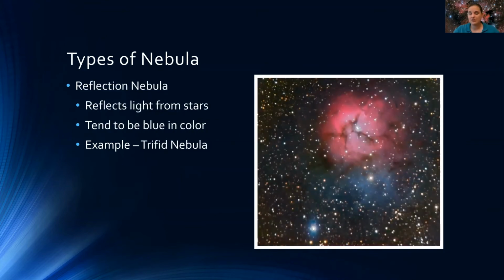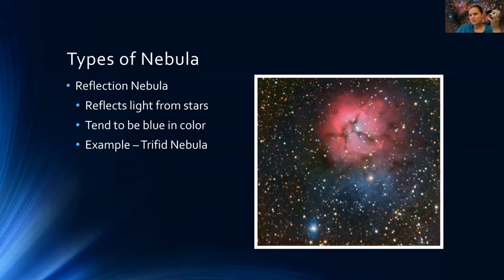Another type of nebula is known as a reflection nebula. It is basically kind of like what it sounds. It literally is light reflected from the stars, so it acts like a mirror. The light from the star is on the outside, and the light is bouncing off of the clouds, and we get to see those different colors.